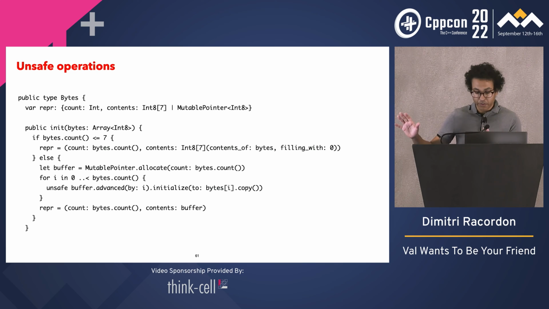All right, this is a lot of code, but don't worry, we'll walk through it. We're looking at the declaration of a type representing sequences of bytes. And I'd like to apply the small object optimization.